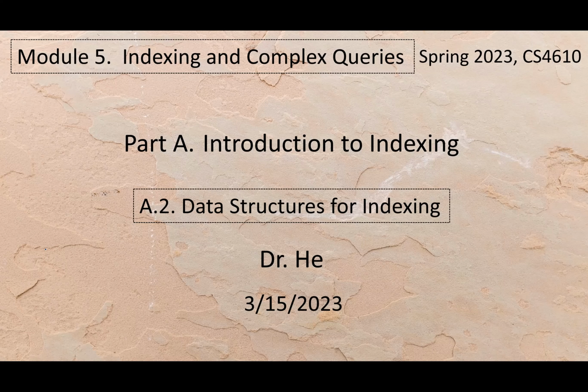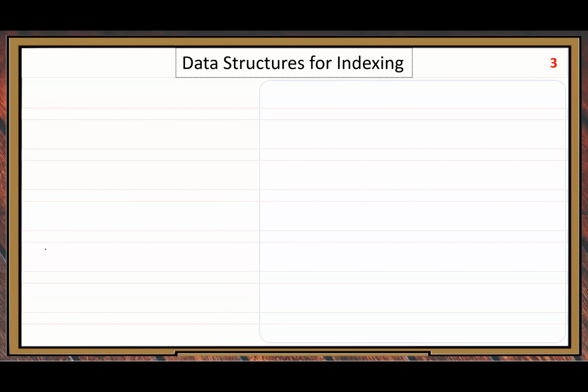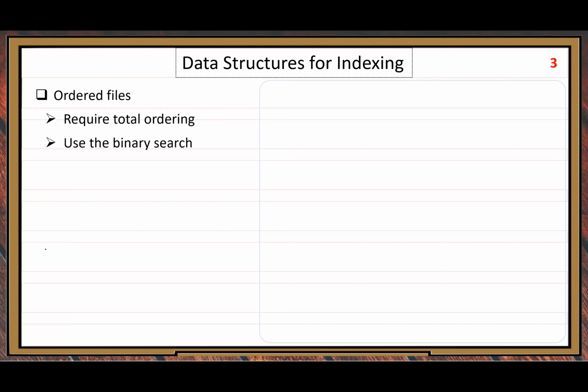8.2 Data structures for indexing. More details. Ordered files: order the files, then binary search. Otherwise, hashing. Binary search requires total ordering, total order. Use the binary search.